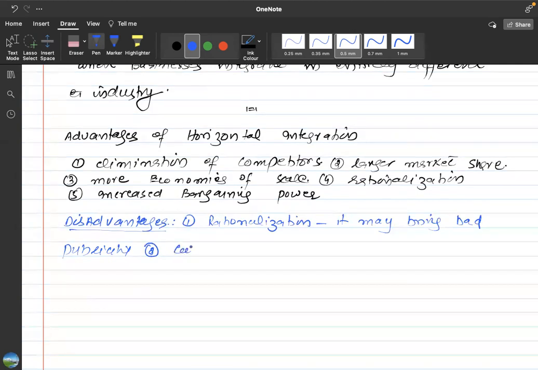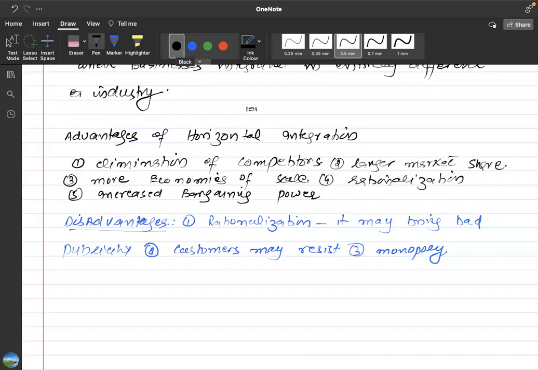Customers may resist. The customers may resist because if less competition is now in the market, they get lesser variety of the products now. As a result of that, they may resist such kinds of integrations. If such kinds of integrations lead to monopoly, it may result in consumer exploitation in future.